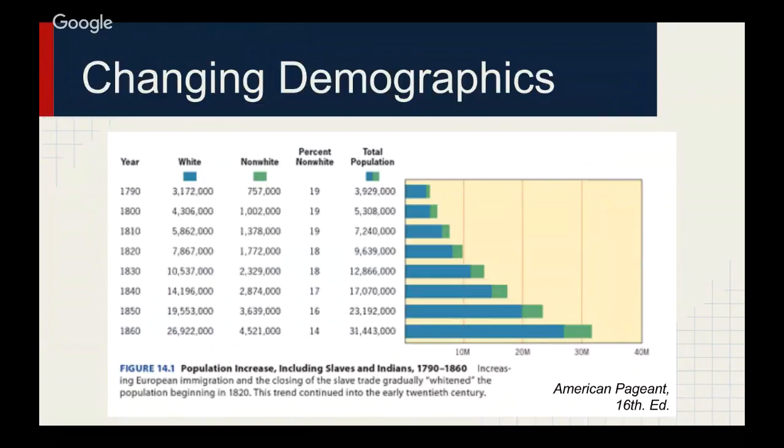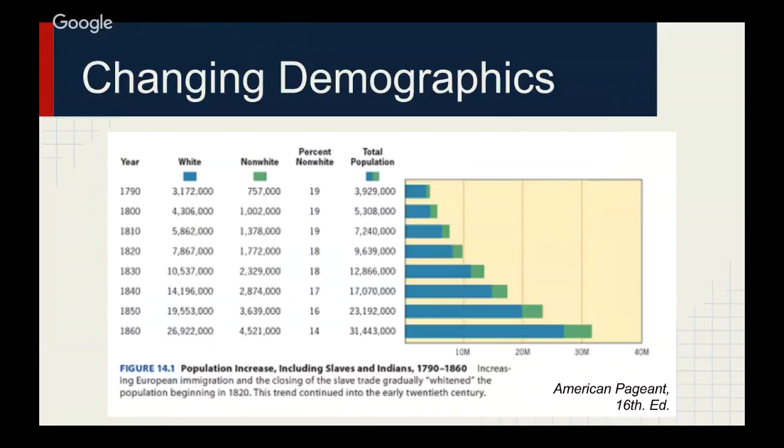Basically what it shows us is from 1790 to 1860, on the eve of the Civil War, how the population of the United States both did and didn't change. You can see here that all segments of the population do increase, both white and non-white, and the population as a whole does steadily increase during this era. And that, of course, is something that we've seen through several previous eras.